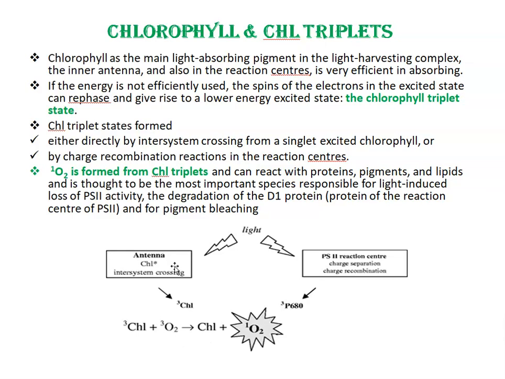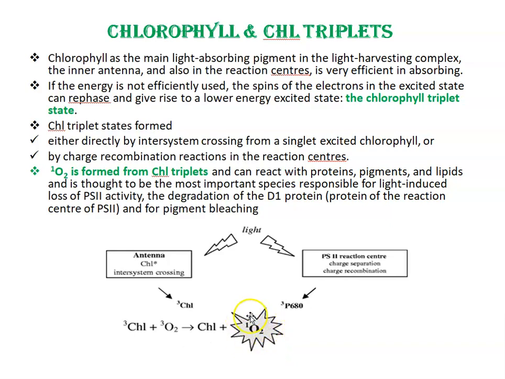Now, triplet chlorophyll is formed when excess light energy harvested by chlorophyll cannot be dissipated efficiently. So, triplet chlorophyll and triplet P680 molecules are formed. This triplet chlorophyll then reacts with triplet oxygen and it gives rise to singlet oxygen species, right?